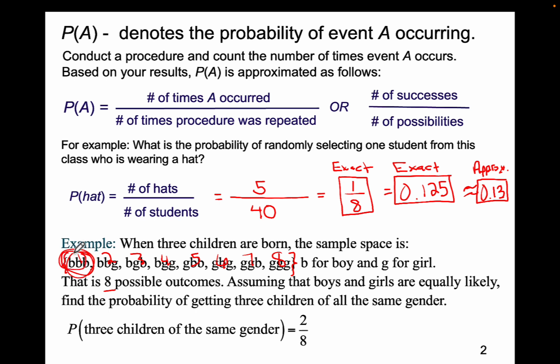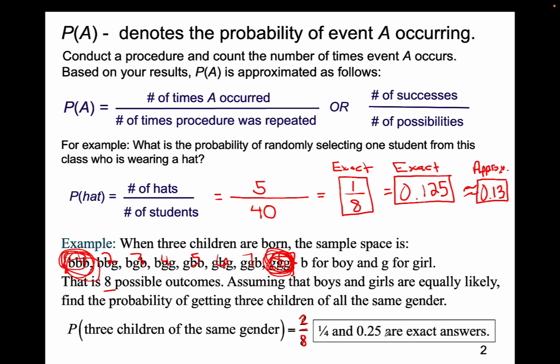Got 1 right here, 3 boys, and a second one right here, 3 girls. That leads us to our numerator of 2, and the total in the sample space leads us to our denominator of 8. Reduce that to 1/4, or write it in its equivalent decimal form, 0.25. Those are both exact answers.